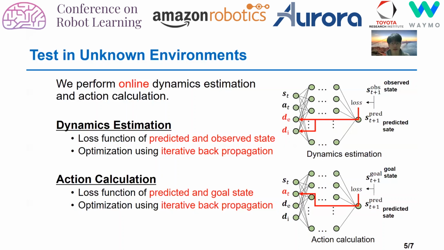backpropagation of EXINet. To calculate the action with the loss function of the predicted and goal state, we optimize the action iteratively the same way as dynamics estimation using the backpropagation. This action calculation method is known as deep model predictive control.